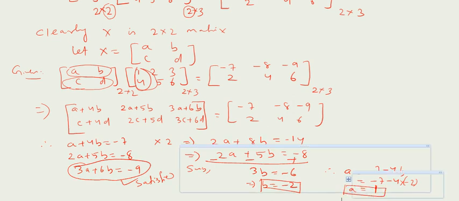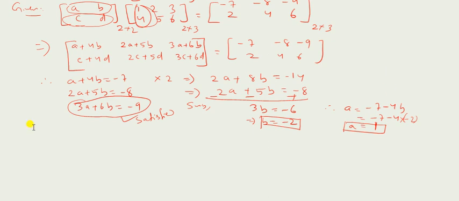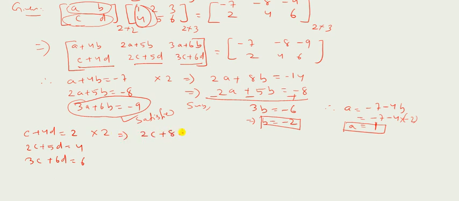After getting A and B, my job is to get C and D. Now look at the equations. From this comparison, what do I get? C plus 4D is equal to 2, 2C plus 5D is equal to 4, and 3C plus 6D is equal to 6. So I multiply the first one by 2, it will be 2C plus 8D equal to 4, and the other one is 2C plus 5D equal to 4. Now you subtract. This is 3D equal to 0 and I get D equals 0.